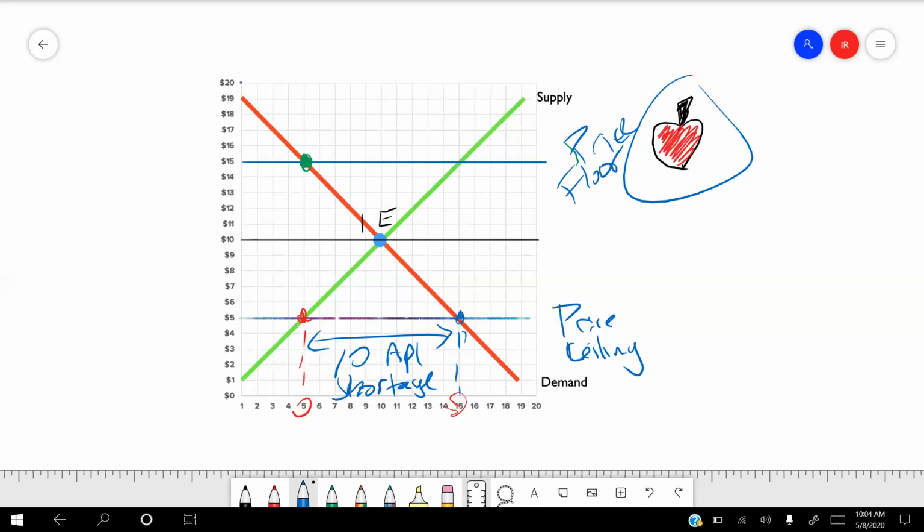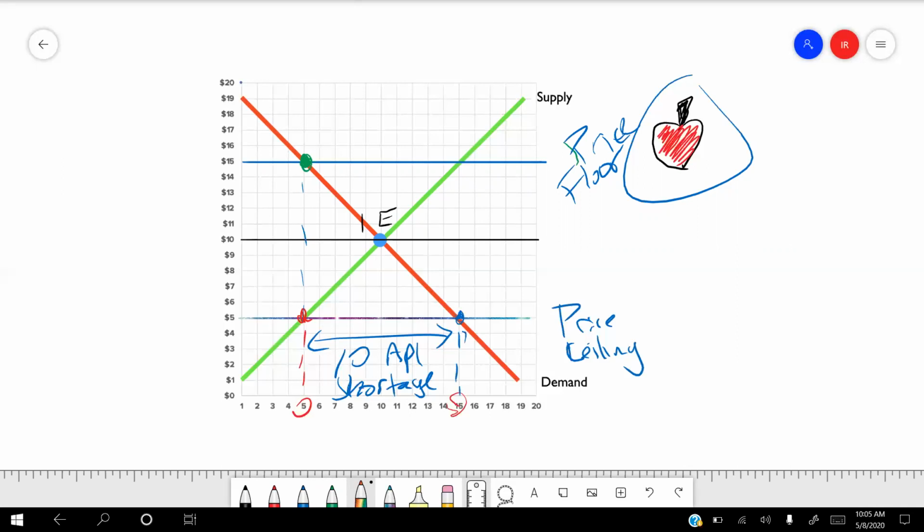There are only 15 customers willing to pay for this apple because it's too expensive. I think there are five people who think it's worth $15, but the rest of the people think it's worth $10.